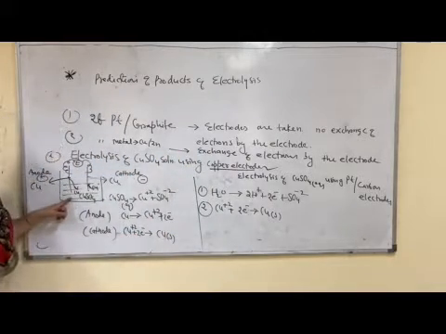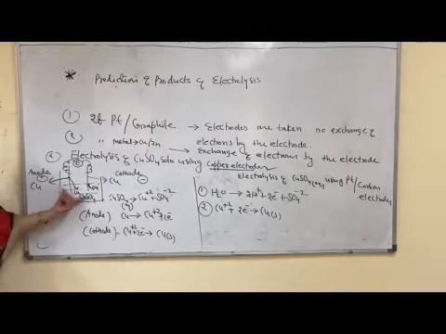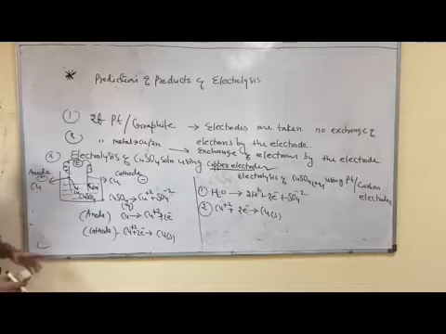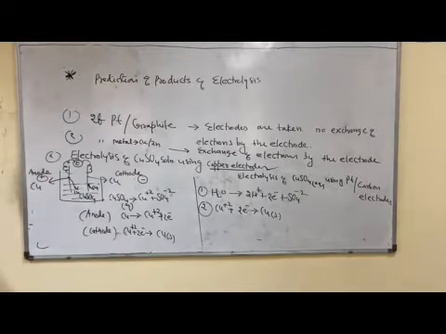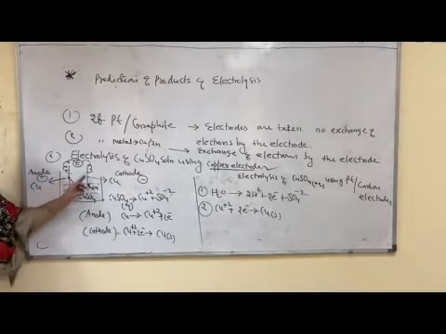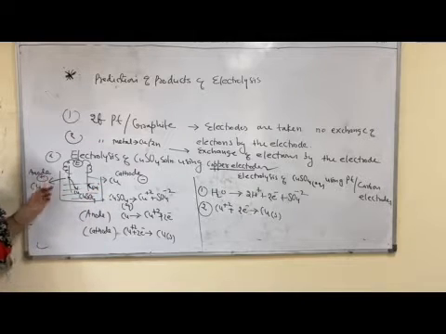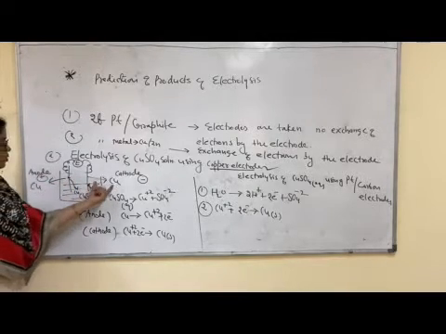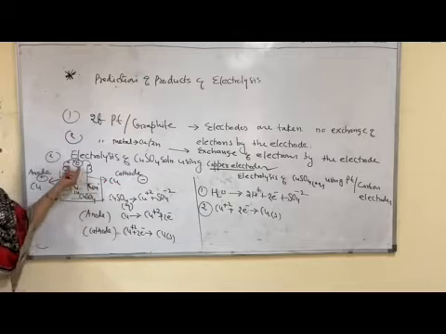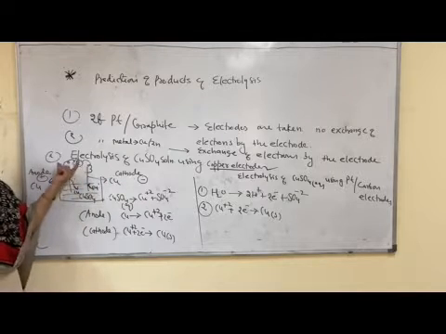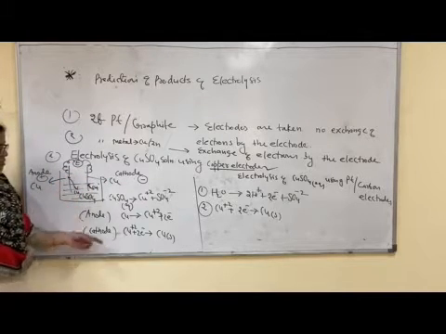Now this type of arrangement is required. In this electrolytic cell, each electrode is made of copper metal: anode of copper, cathode of copper. As you know, the anode is positively charged and the cathode is negatively charged. This is the source of electricity. When electricity is supplied, then what happens?